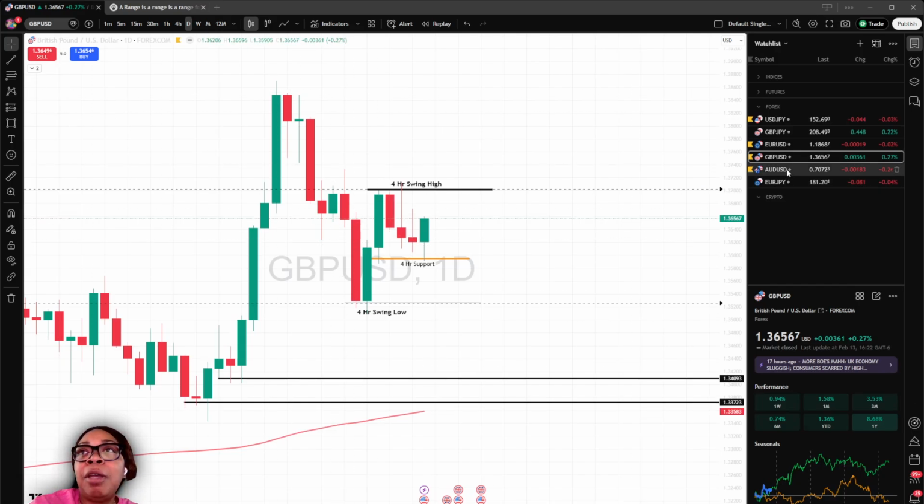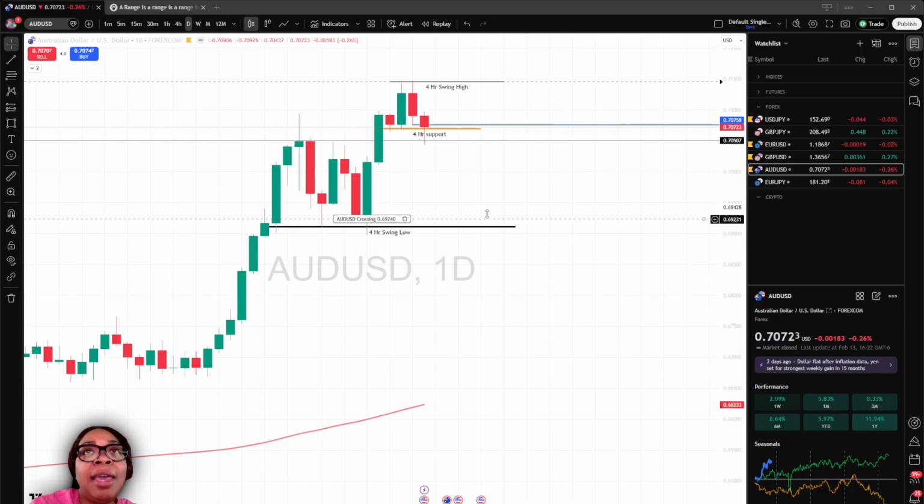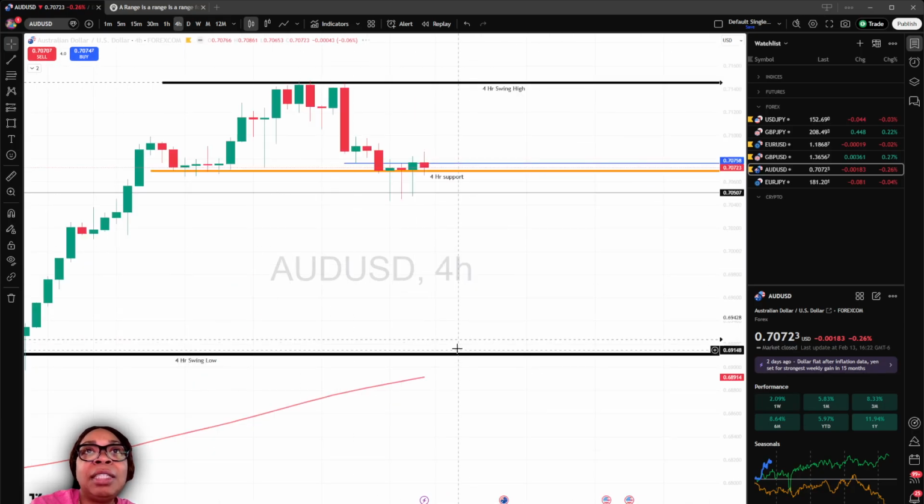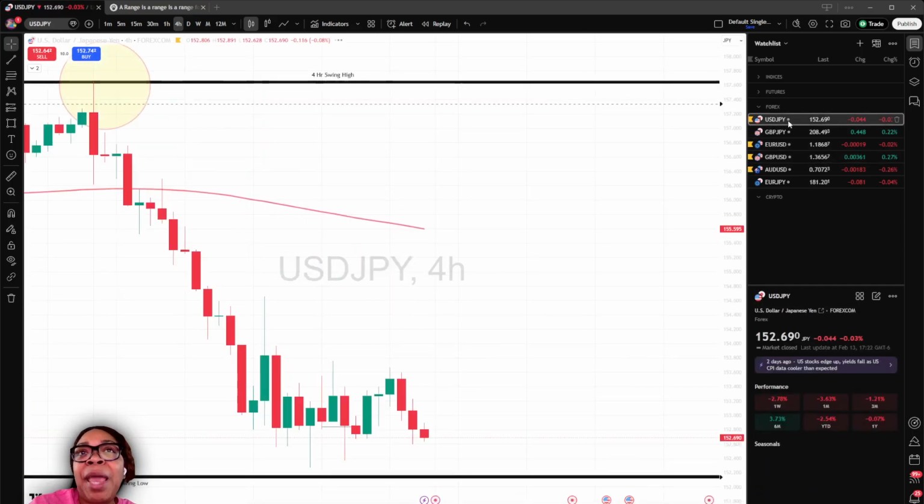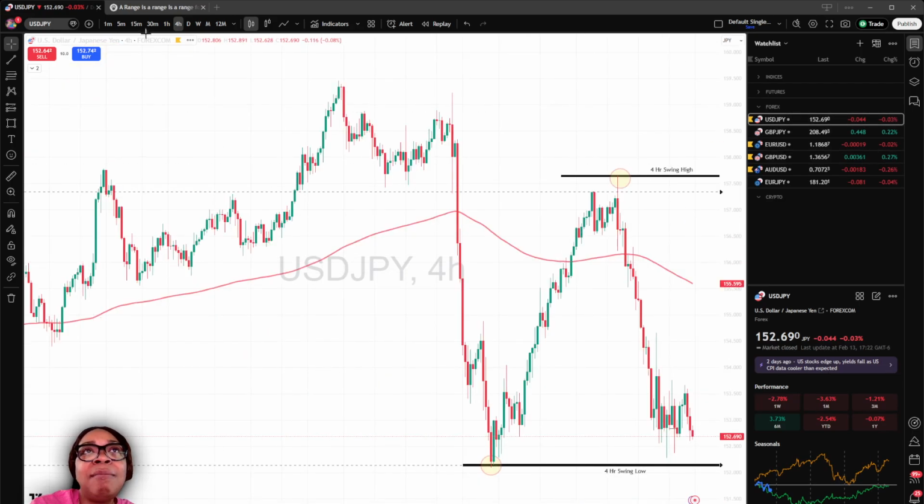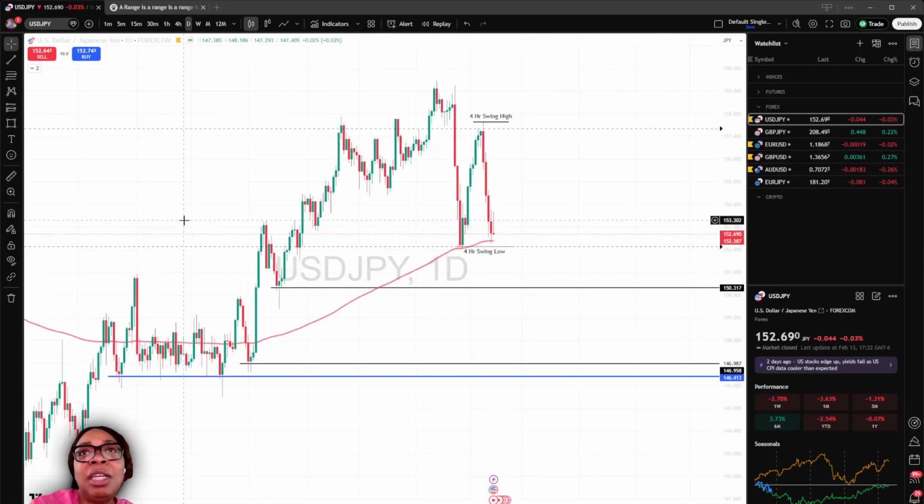Same type of scenario on AU. It's at a current level of support on the daily time frame, and it's sitting at almost a mid-range level of support. So with all the USD pairs, they're kind of doing the same thing, essentially in a different way.